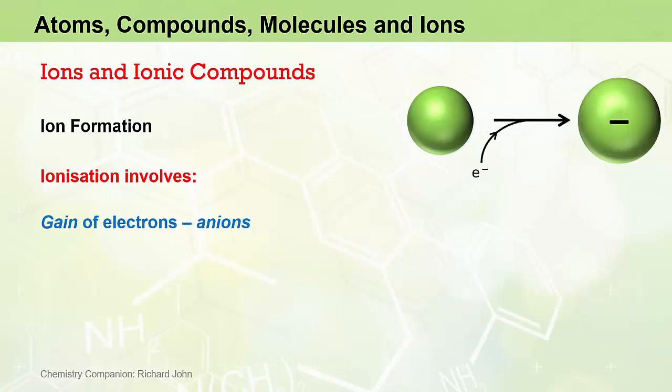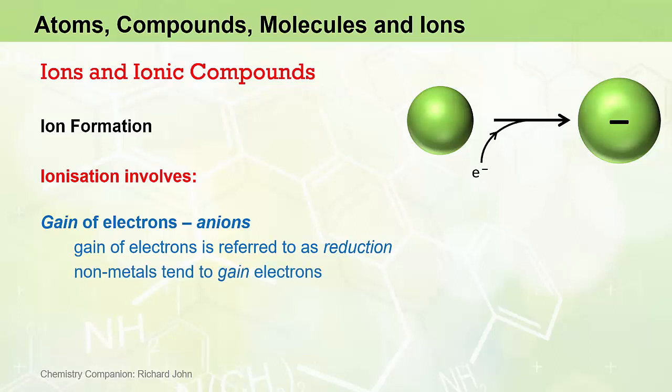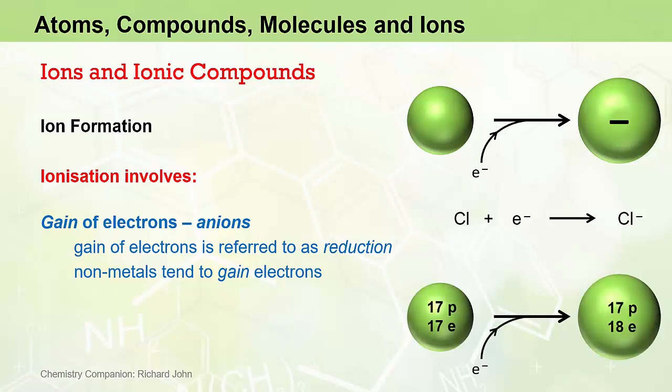The second major way that ionization can occur is by gain of electrons to form negatively charged particles called anions. The gain of electrons is referred to as reduction, and it is typically nonmetals that undergo reduction and gain electrons in chemical reactions. We see an example of a nonmetal here, a chlorine atom, gaining one electron to become the Cl- ion. The 1- charge here results from the fact that a neutral chlorine atom has 17 protons and 17 electrons. When it gains an electron, the atom still has 17 protons, but now has 18 electrons, which means that there is a net negative charge of -1, and we refer to this as the Cl- ion. Again, remember, we don't write ones in chemistry, so we don't write Cl1-, just Cl-.